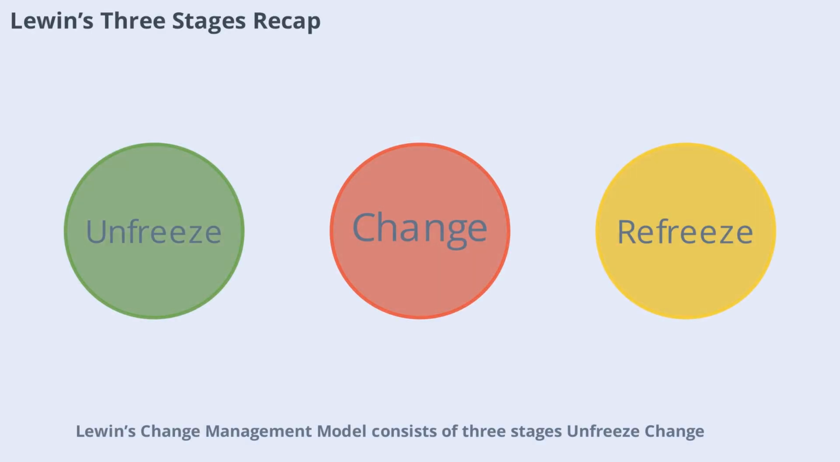Lewin's change management model consists of three stages: unfreeze, change, and refreeze. Each phase plays a vital role in guiding organizations through transitions. Unfreeze prepares people for change, change implements new behaviors, and refreeze stabilizes the organization. By following this structured approach, leaders can manage resistance, foster engagement, and achieve lasting results. Let's see how this model applies in real-world scenarios.